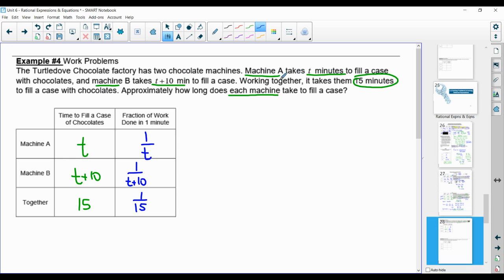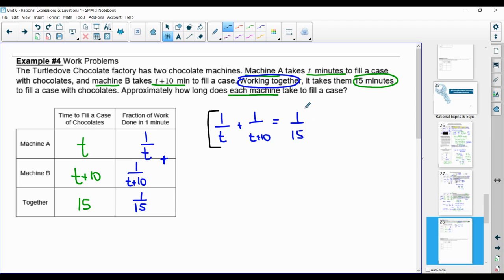Now from here, we're going to use this information to solve our equation. We are told that when they're working together, they complete the job in 15 minutes. That means that these two amounts added together will total 1 over 15. So our formula is 1 over t plus 1 over t plus 10 equals 1 over 15. So if you remember that whatever we're working with is always 1 over because we're dealing with the fraction of work done in a minute, you might not need this chart at all.